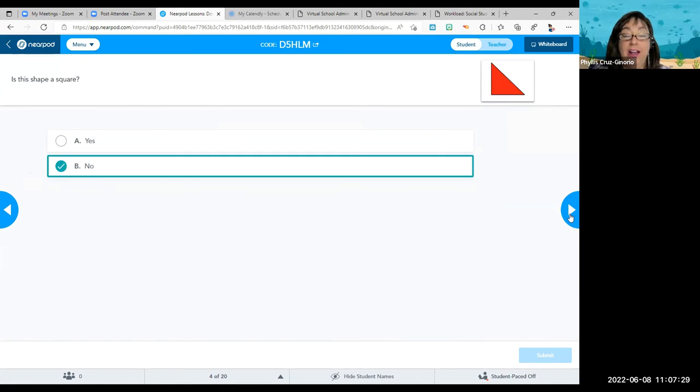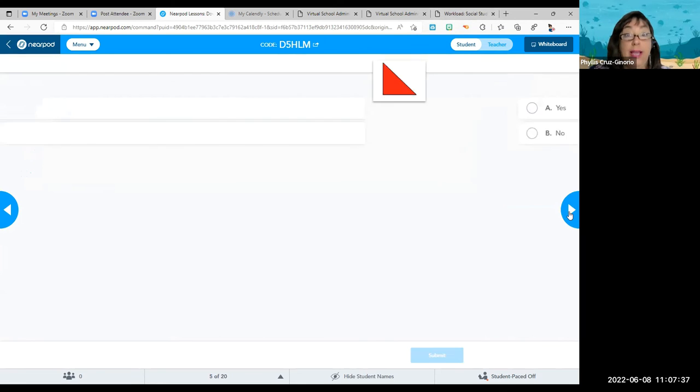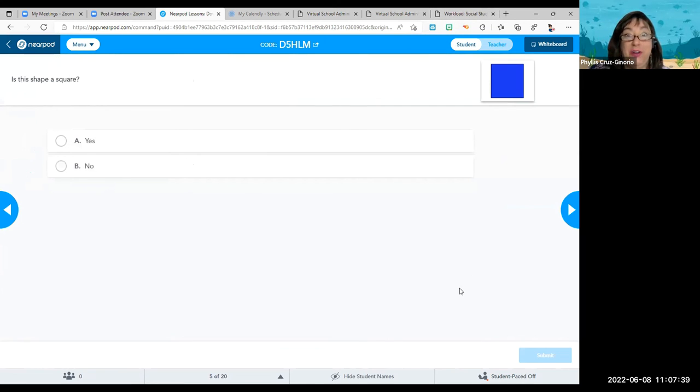That's not a square. A square has 4 sides, 4 equal sides, and 4 vertices. This doesn't have 4. It has 1, 2, 3. Okay, if you got it, great job.